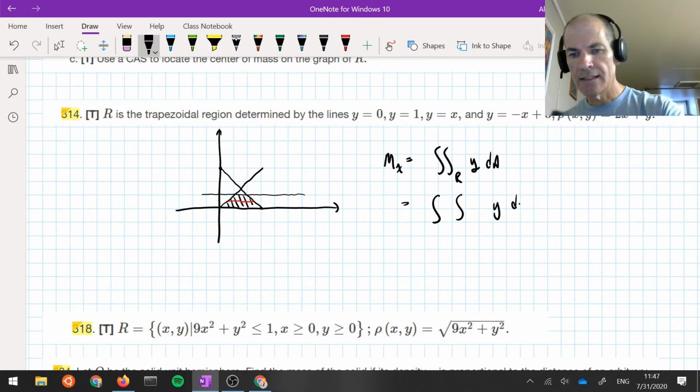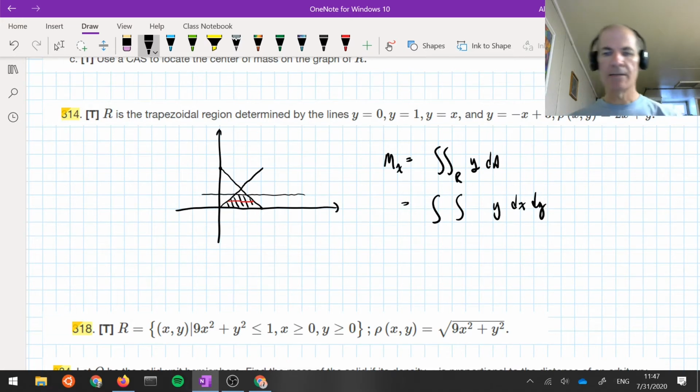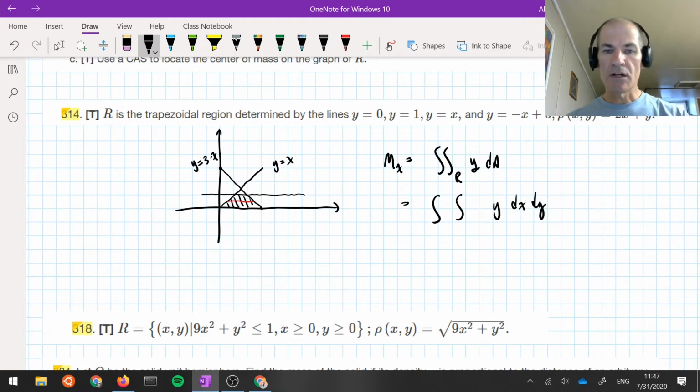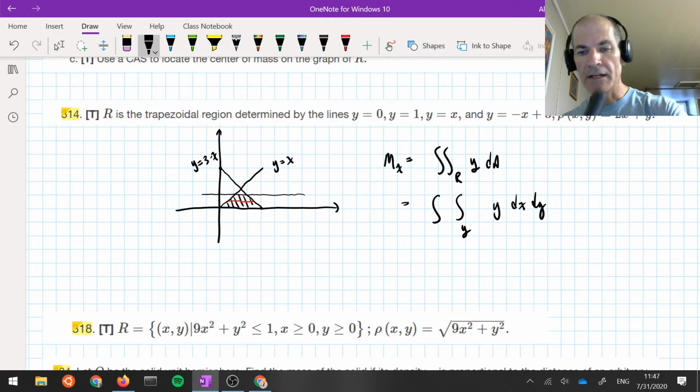So y dx dy, like that. All right, if we're going to do x first, we know that this curve is y equals x, and this curve is y equals 3 minus x. So that means we have to solve for x in terms of y. The lower curve is y equals x, or x equals y. And then the upper curve is x equals 3 minus y.